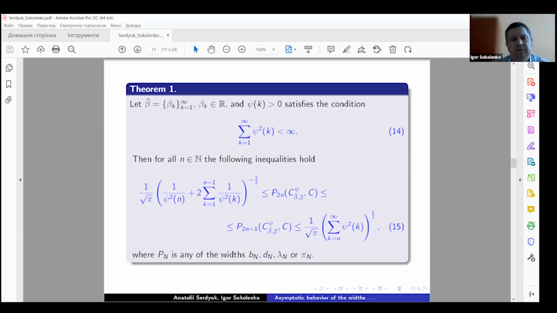Let beta be a sequence of real numbers, and psi(k) greater than 0 and satisfy condition 14. Then for all positive n and for any width b_n, d_n, lambda_n or pi_n, the following inequalities hold: 15.